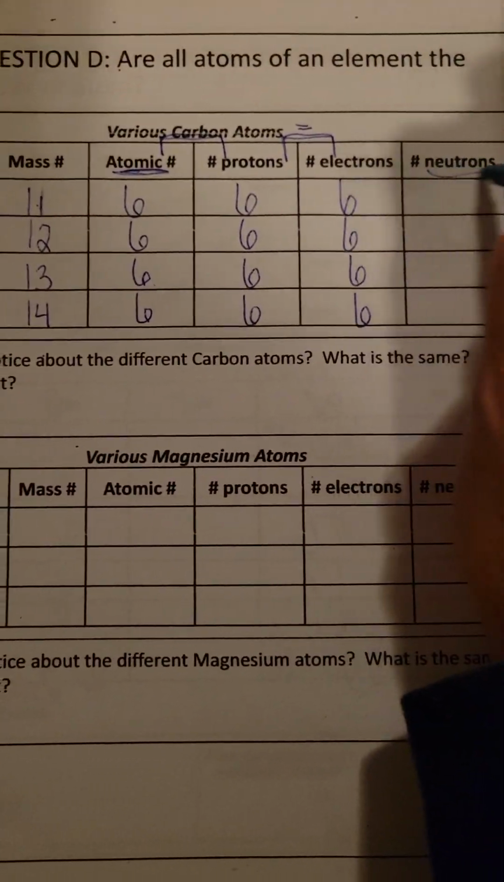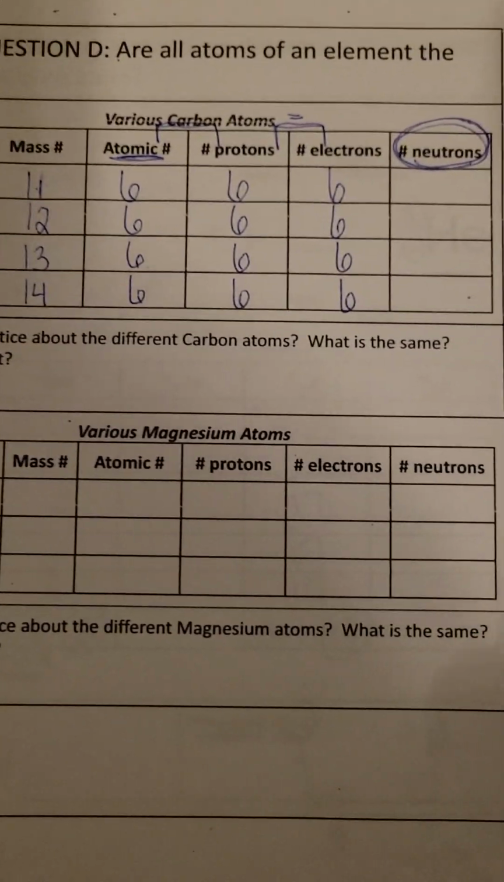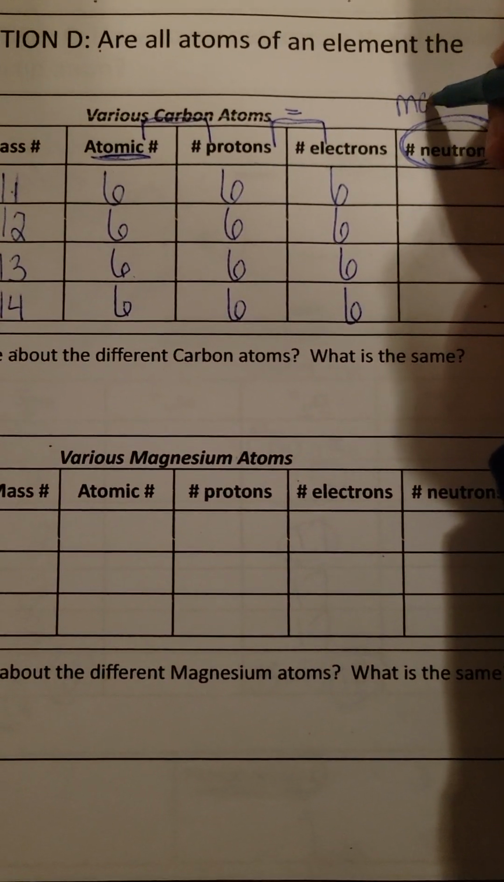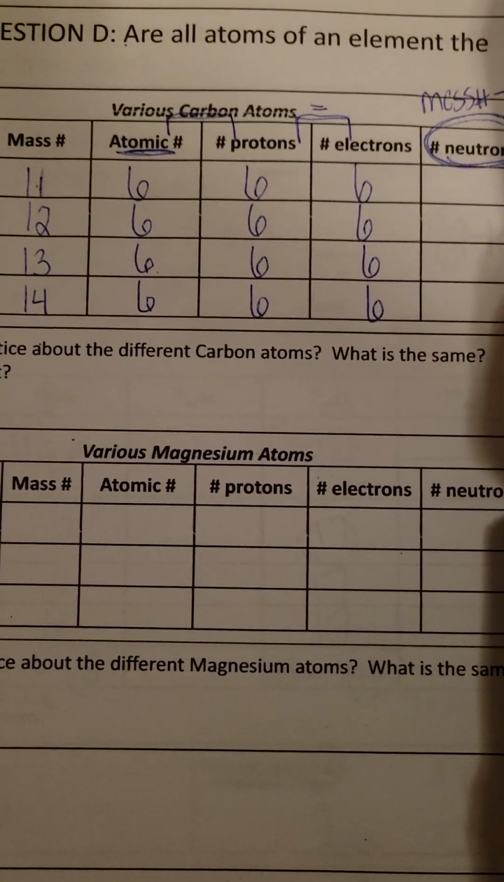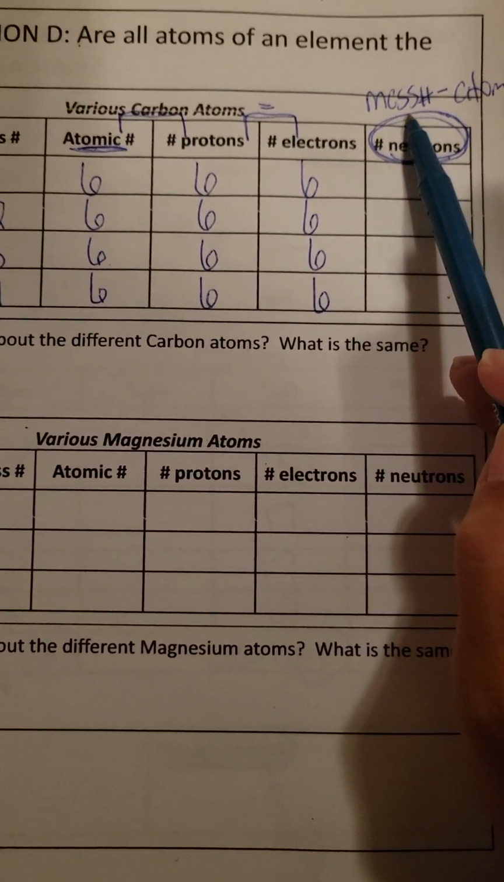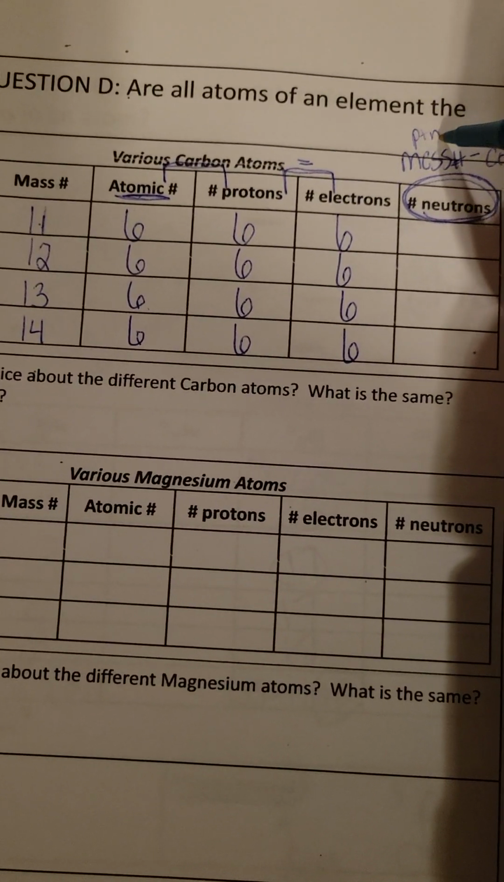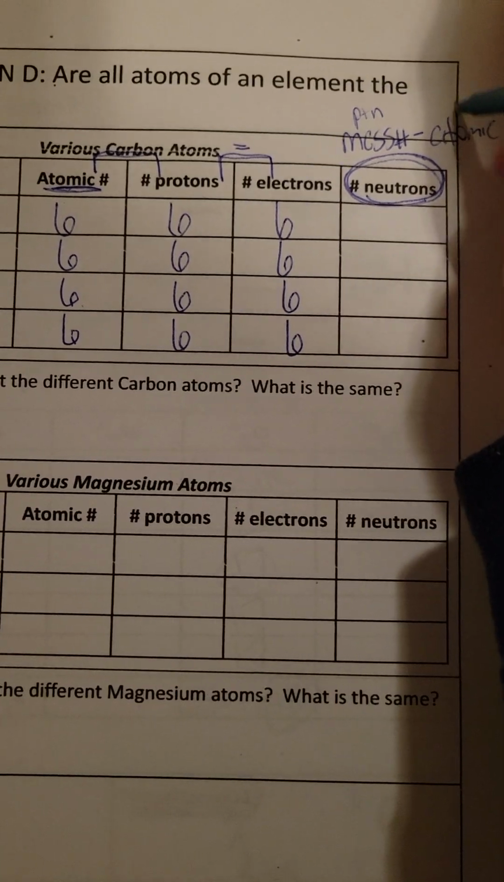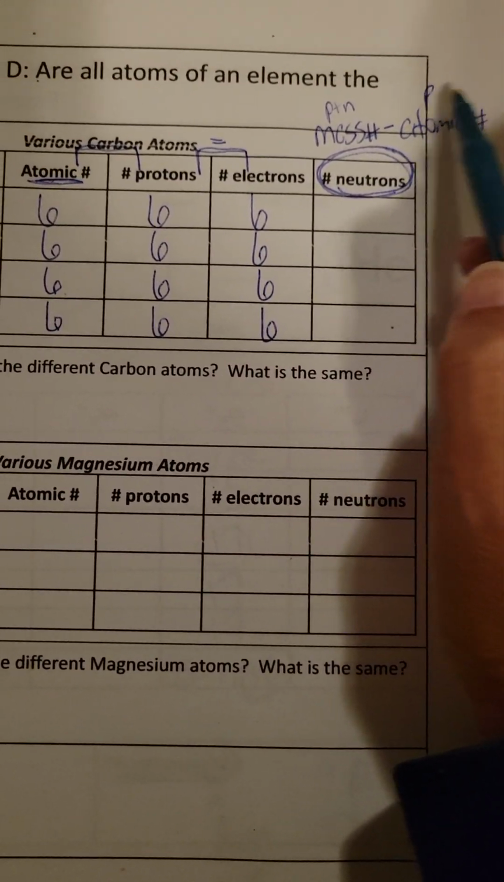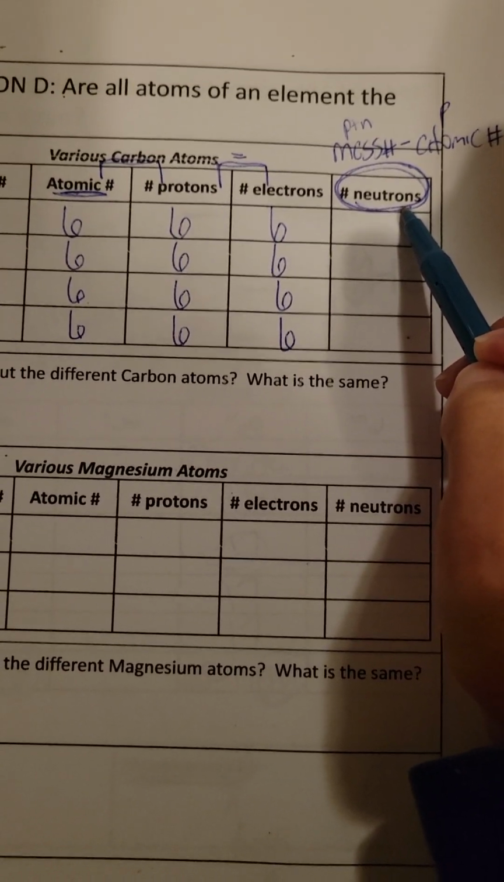Now here is where the difference is going to be. Remember, in order to get the number of neutrons, you take the mass number minus the atomic number. That's because the mass number is protons plus neutrons, and the atomic number is just protons. So if I take protons plus neutrons minus the number of protons, I'll be left with the number of neutrons.